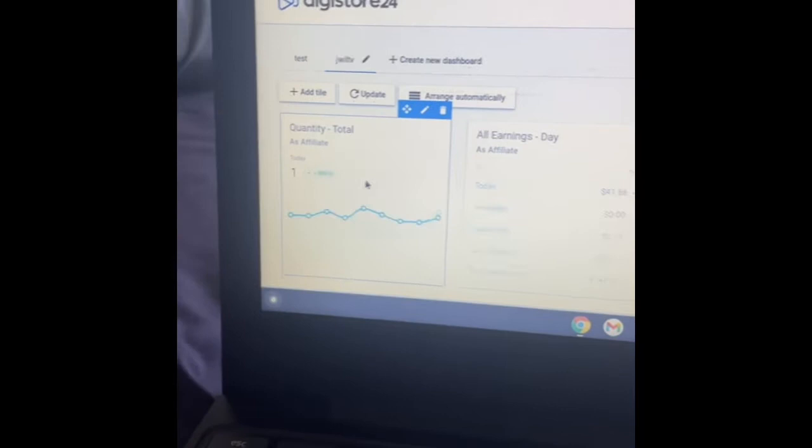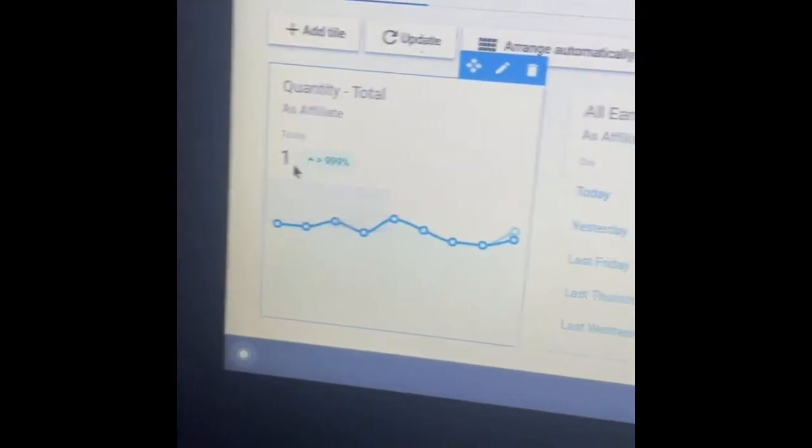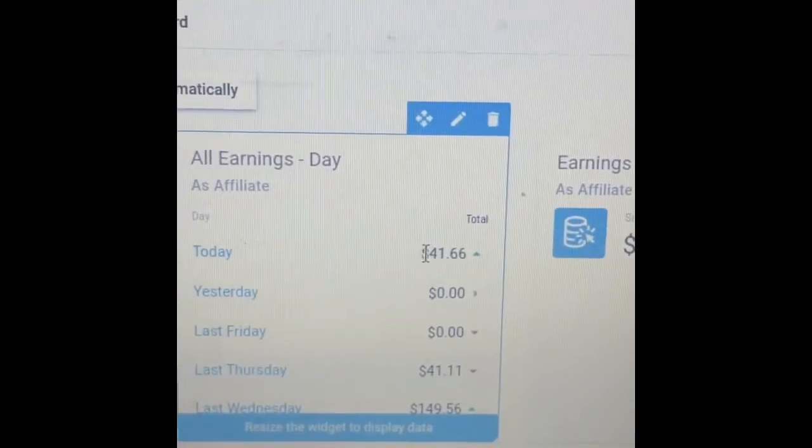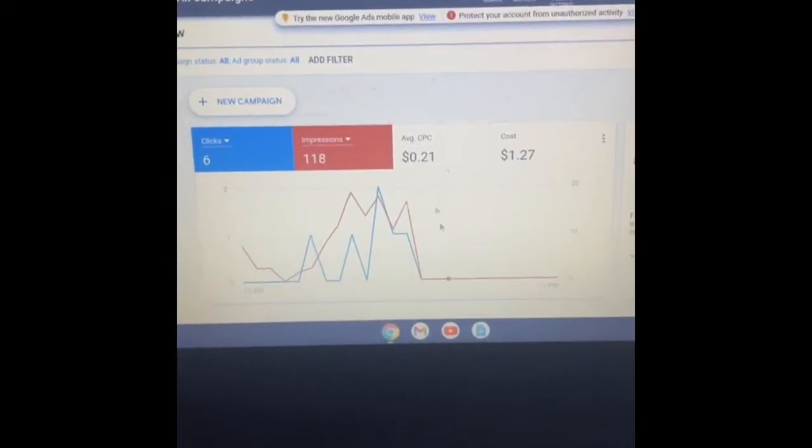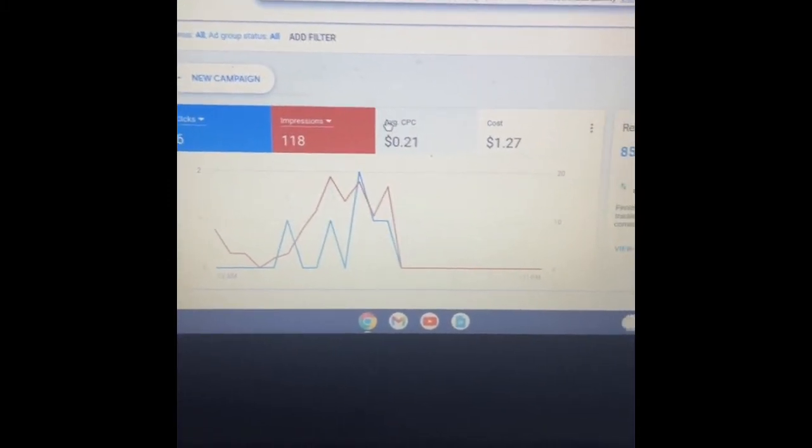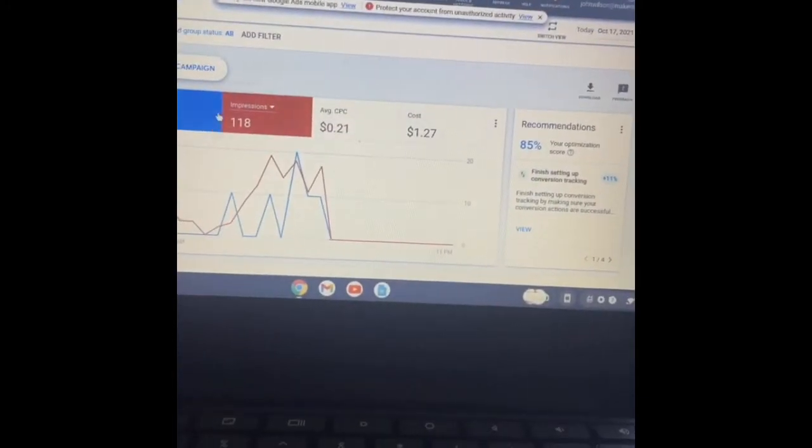As you can see today, we made one sale. $41.66. Mine is $1.27. I mean, pretty much made about $39 today. But I've been running this ad for about 3 days.